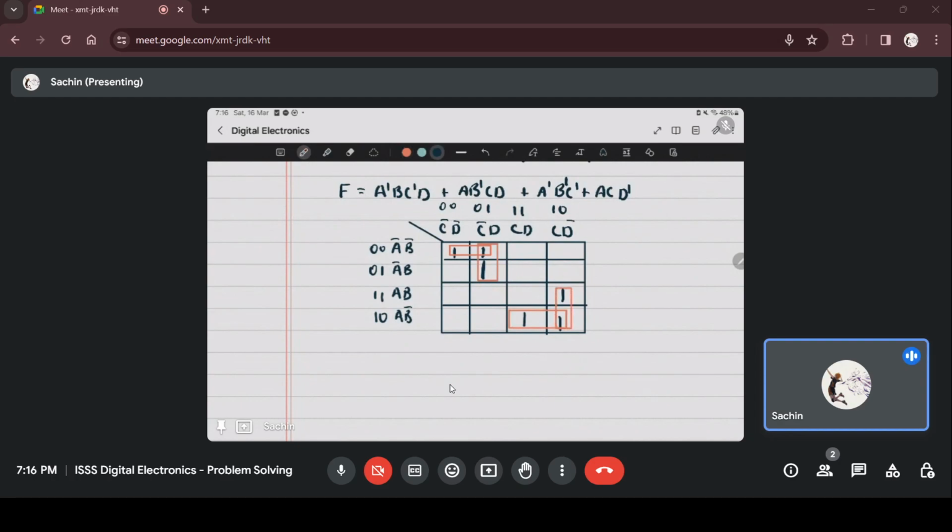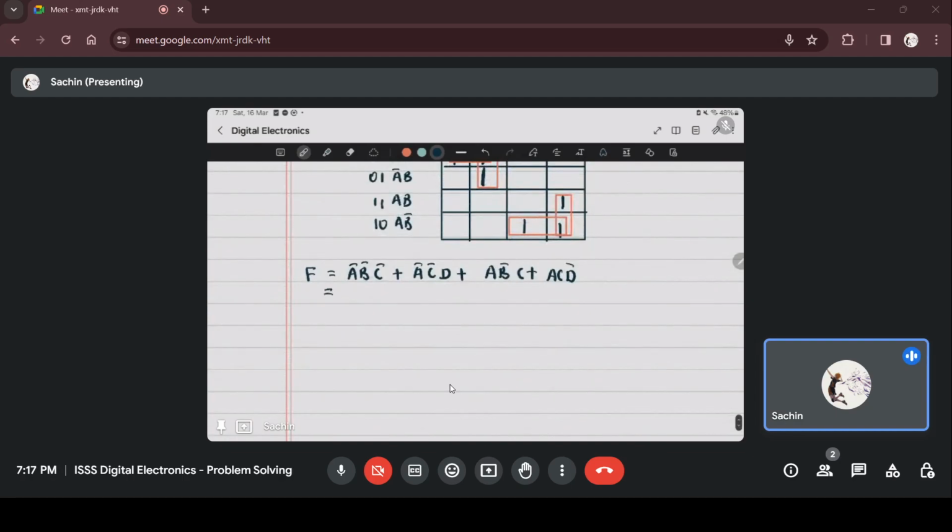We can form 4 pairs like that, and F will be A bar, B bar, C bar plus A bar, B, C bar, D plus A, B bar, C plus A, C, D bar. Out of which we can take A bar, B bar, A bar, C bar common and write this as B bar plus D. We can take AC common and write this as B bar plus D bar.